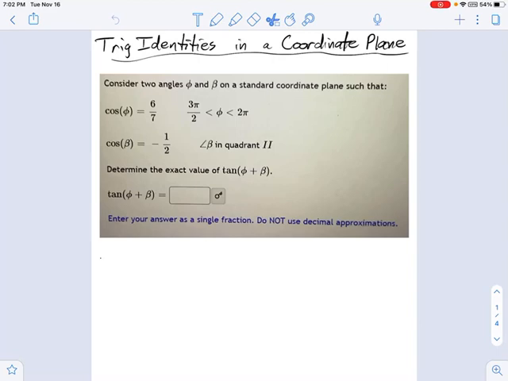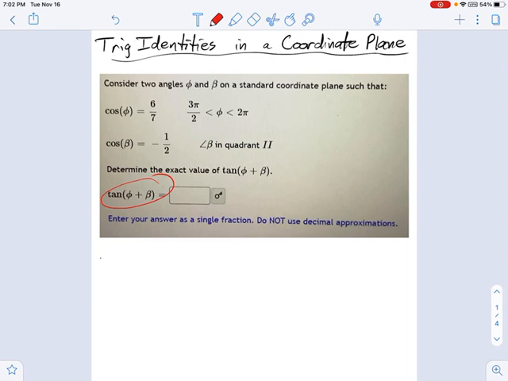In this example, we're going to be dealing with a pen that does not work. Hold on a second. With a tangent function. So you'll see it asks for the tangents. Come on, wake up. There we go. The tangents of phi plus beta.